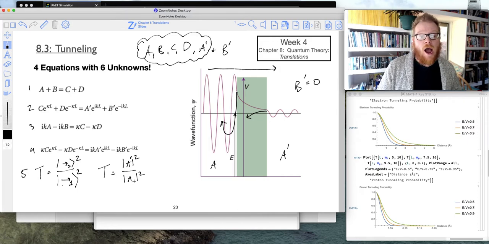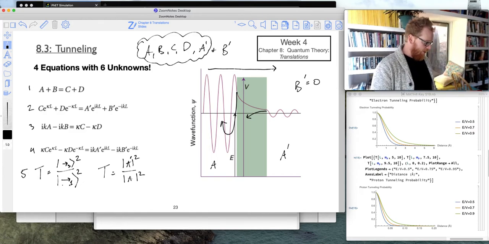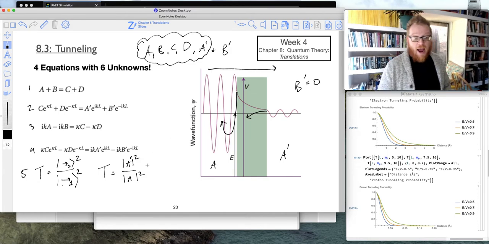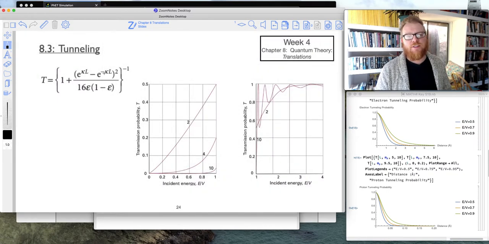And so what we can do from here, the reason why this gives us a 5th equation is because if we do some algebra on this situation, oops, let me open up my cheater notes here, okay? If we do some algebra, we can actually come up with an equation for this transmission probability. And that looks like the following. I'm not going to require you to do this algebra, but this comes from, I'll rewrite that again, A prime squared.